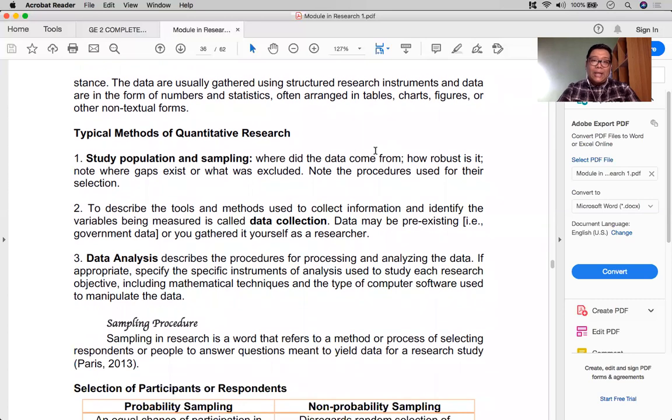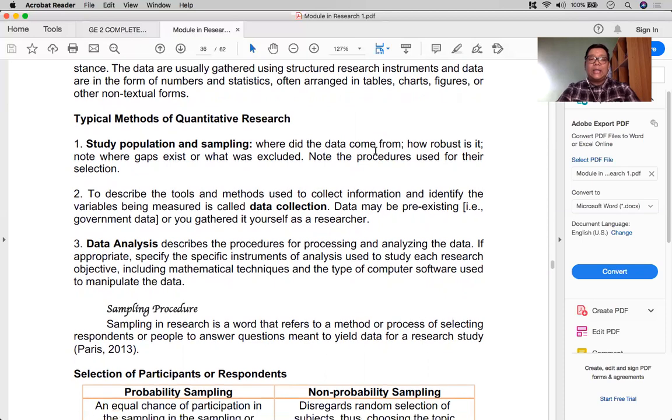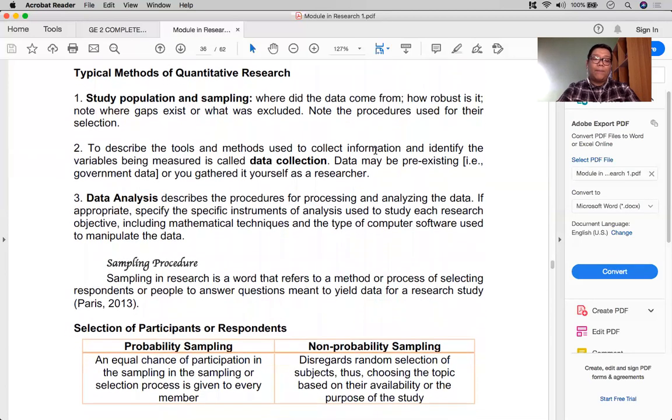Now, when we talk about data analysis in the context of quantitative research, this one describes the procedures for processing and analyzing the data. If appropriate, you have to specify the specific instruments of analysis used to study each research objective, including mathematical techniques and the type of computer software used to manipulate the data. Let's say you'll be using inferential statistics or other types of statistics. So you have to mention there that for data analysis, you'll be using, let's say, SPSS to aid you in the quantification and the interpretation of the data that we have just presented through non-prose materials.